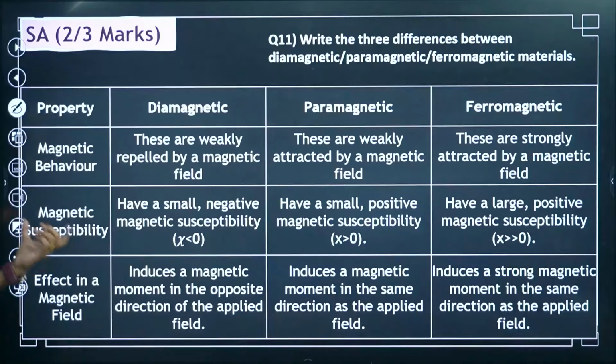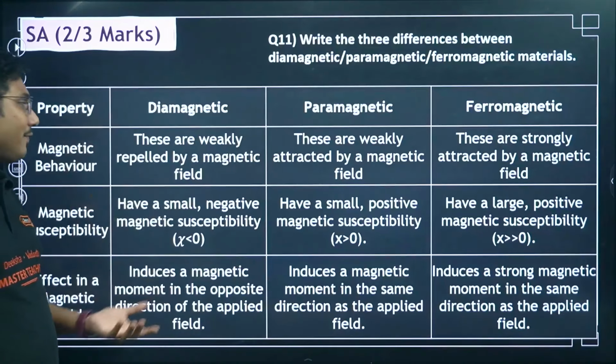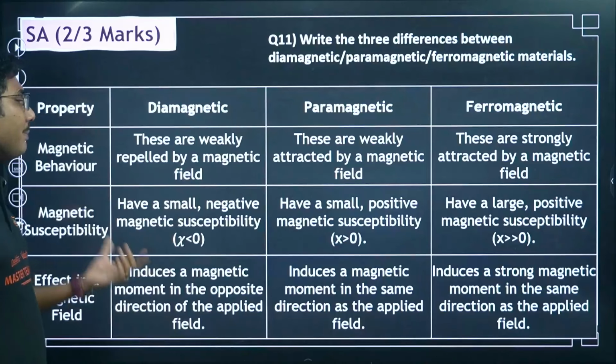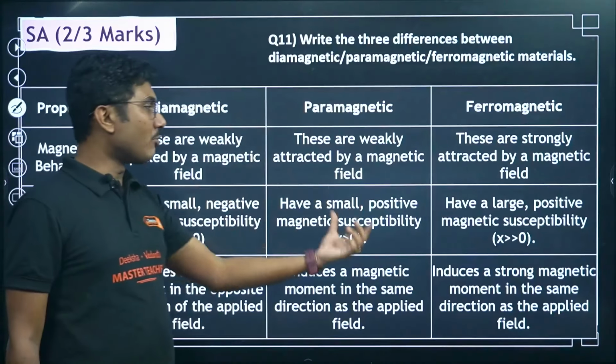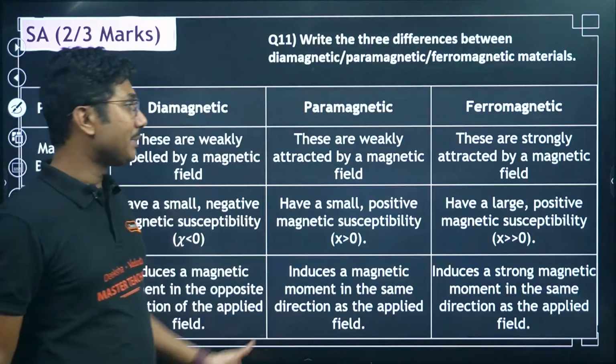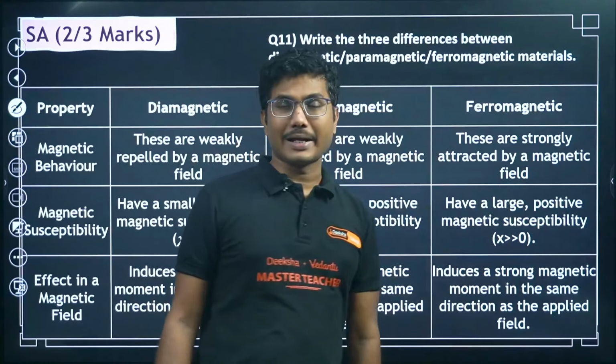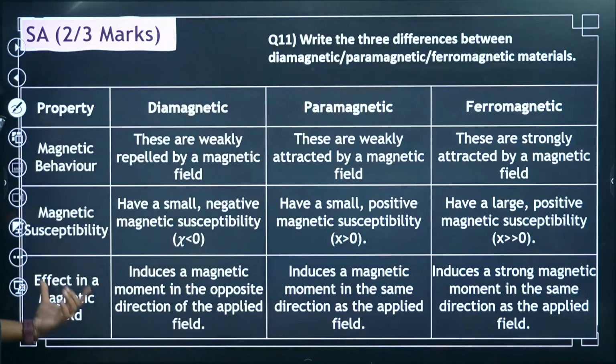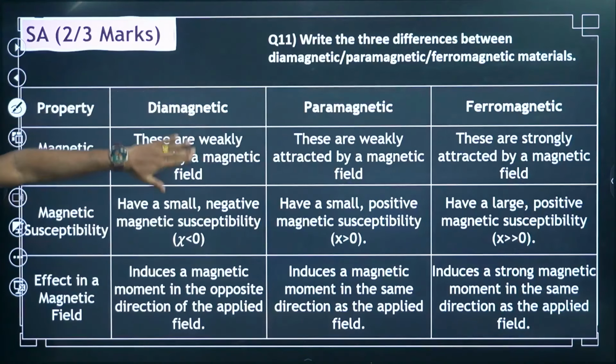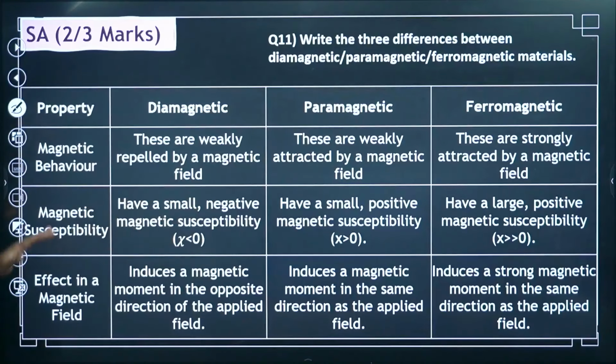Next is magnetic susceptibility. Okay, how it is susceptible to magnetic field? Diamagnetic materials have a small negative magnetic susceptibility, paramagnetic have a small positive magnetic susceptibility, ferromagnetic have a large positive magnetic susceptibility. Now last point is effect in a magnetic field. Now if it is a 2-marker question, 2 differences are sufficient. If it is a 3-marker question, you have to write 3 differences.